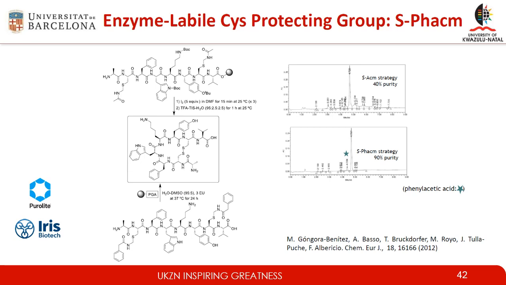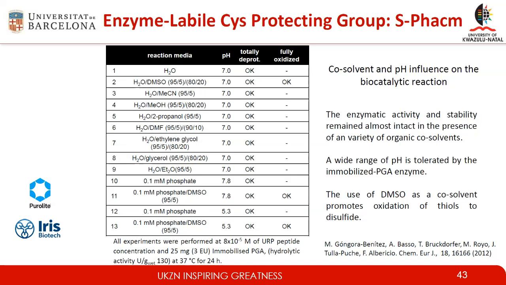Again, I want to repeat that, although I don't have an example today, PHACM can also be removed with iodine and reduced with NCS, giving much cleaner crude products. These are the different conditions that we can use for the PHACM. We can use water, but also phosphate buffer in the presence of DMSO. When using DMSO, we get directly the formation of the disulfide bridge, the oxidation. But we can use other organic solvents such as methanol, DMF, ethylene glycol, and in that case we only get the free thiol.